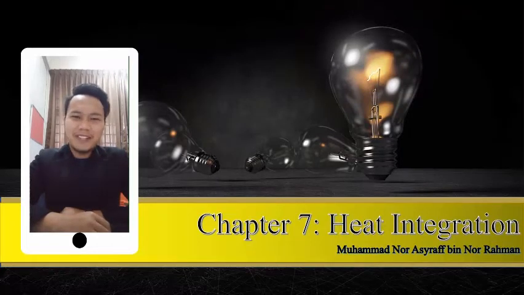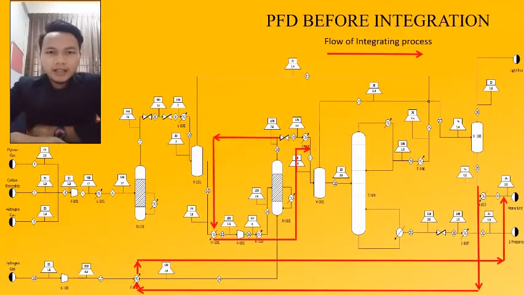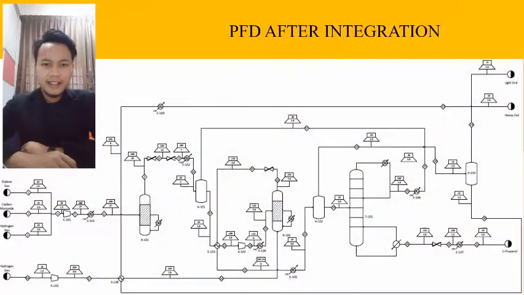Assalamualaikum. My name is Nor Asyraff bin Rahman, and I would like to present on the topic of heat integration, which is chapter 7. First of all, this is the process flow diagram before integration is done. And as you can see here, the red line is where integration takes place. And here is the process flow diagram after heat integration takes place.